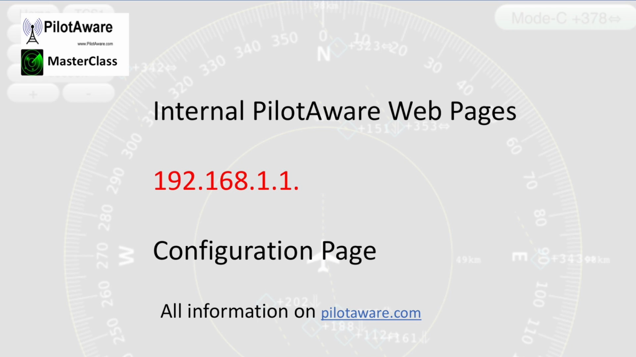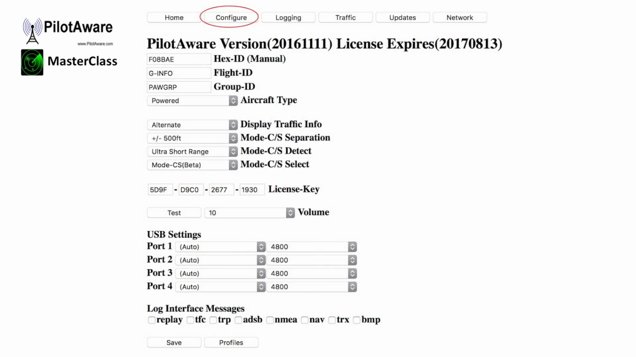To get to the PilotAware configuration page, log into your PilotAware website, type in 192.168.1.1 and choose Configuration. When you do this, you'll see a screen something like this, which shows you your PilotAware software version and when your license expires. If you built a unit with an earlier Raspberry Pi B+, then not all the facilities will be available to you. Therefore, there will not be configuration entries for Mode CS and voice alerts.